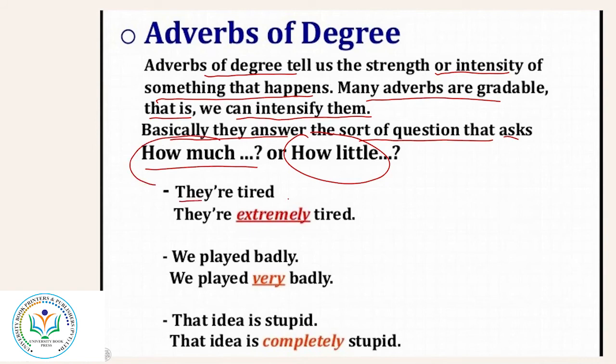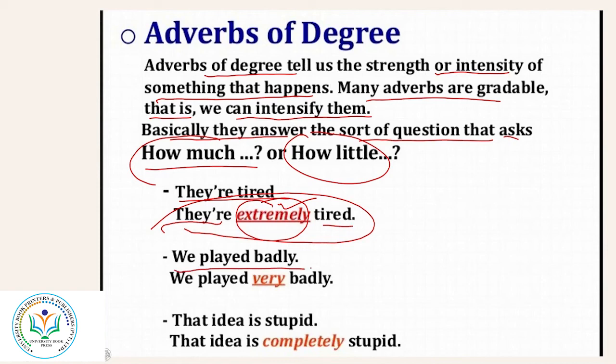For example, they are tired. They are extremely tired. How much they are tired? Extremely. Here, the extremely is adverb of degree, which is modifying they are tired. Modifying the whole sentence here.